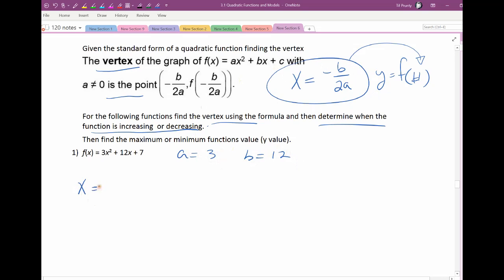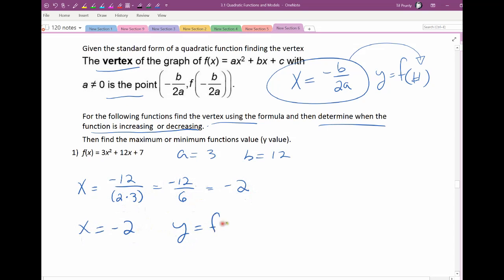The x value in the vertex is the opposite of B over twice A. So the opposite of B would be negative 12, over 2 times A, which is 2 times 3. Simplify that and you get negative 12 over 6, which comes out to negative 2. So the x value in the vertex is negative 2.